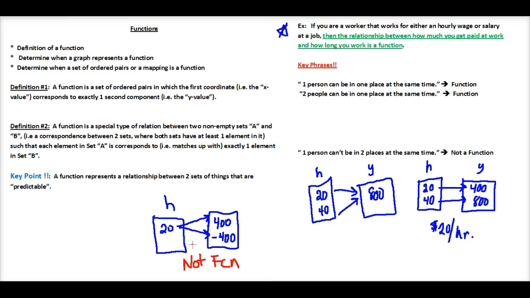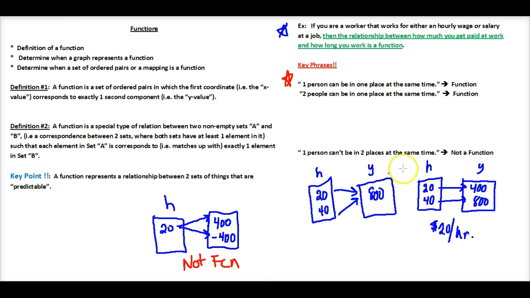And so the way I like to kind of remember this is by my key phrases. Simply put, we can have one person be in one place at the same time. We can't have two people be in one place at the same time.